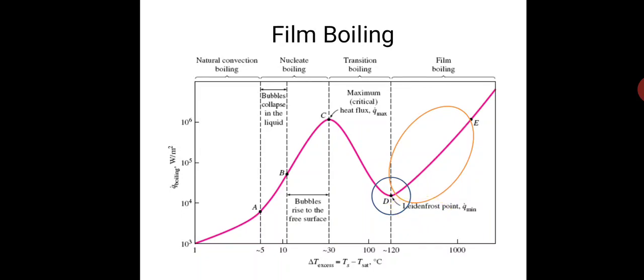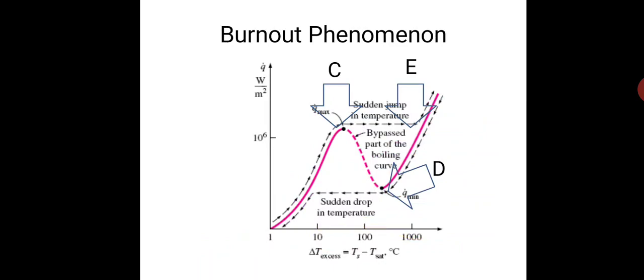The presence of the vapor film between the heater surface and the liquid is responsible for the low heat transfer rates in the film boiling region. The heat transfer rate increases with increasing excess temperature due to radiation to the liquid. So as I told about the burnout phenomenon, typically we cannot follow the boiling curve on this burnout phenomenon.